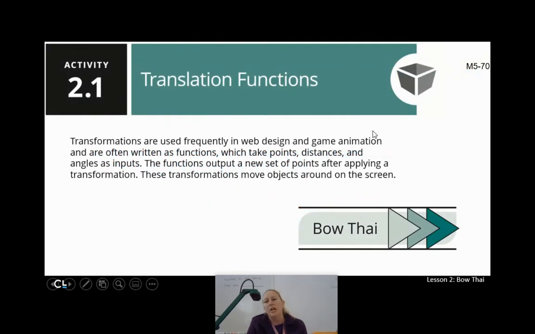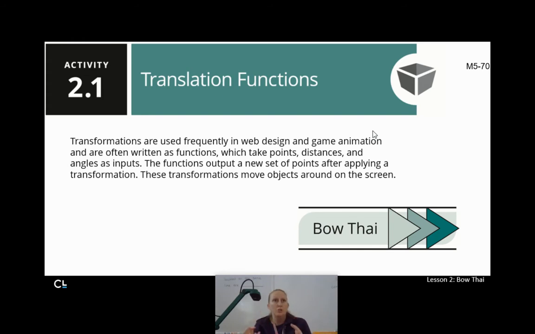So let's go over to page M5-70. Transformations are actually used really frequently in web design and game animation. A lot of you guys play video games. Some of you guys are interested in coding. We do a lot of transformations of those things. We really, really do. And they're often written as functions, right?